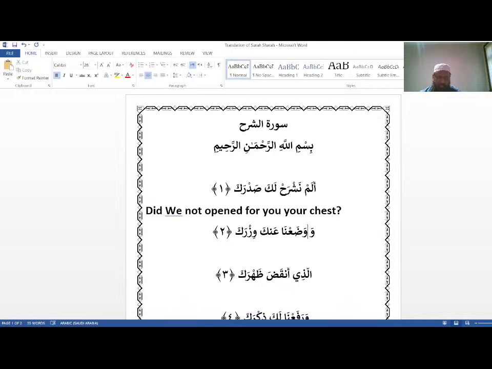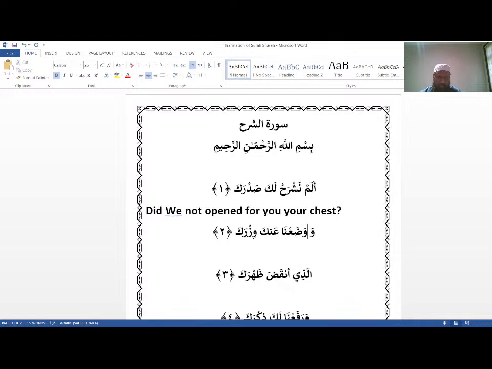Sometimes according to the context of the sentence, we have to translate other meanings of the verb. The main meaning of the verb we have learned, but some verbs have many other meanings which we haven't learned. According to the sentence, we just have to adjust it. So next word is wizraka.